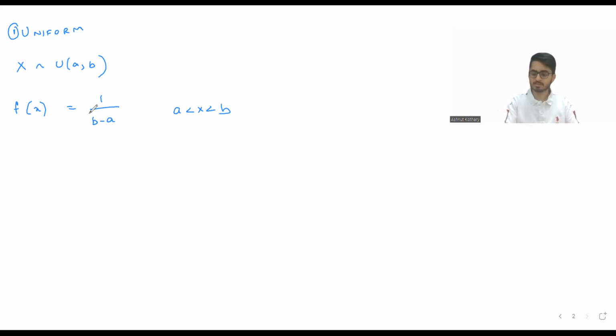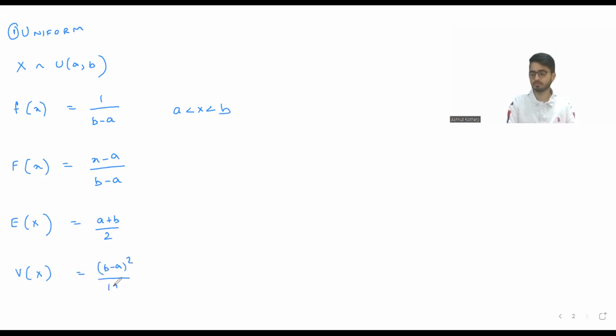So what I mean by this is, first of all, the CDF of X is nothing but (x minus a) by (b minus a). Again, we will be closely looking at how we have calculated this. For the time being, I'm just quoting the results. Expectation X is (a plus b) by 2. Variance X is (b minus a) whole square by 12.